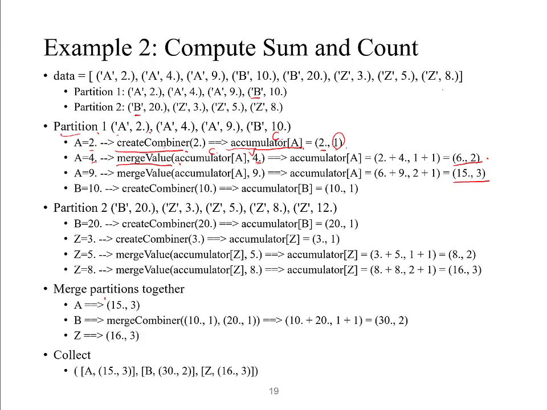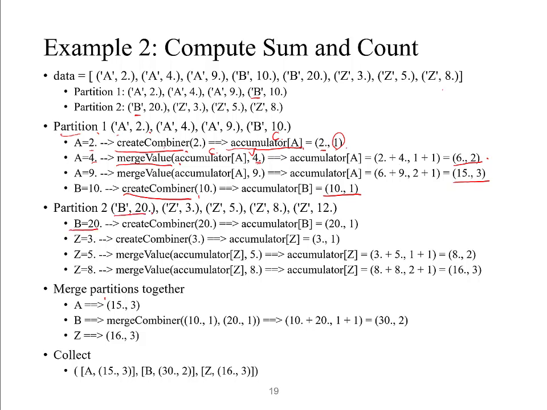Now for B, for B equals 10, this B is a new key, right? So B10 is a single row that is first met. There's no previous reduced row that we can combine it with, right? So we use a create combiner, and we have 10, 1 here. All right. So for partition 2, please note it here.